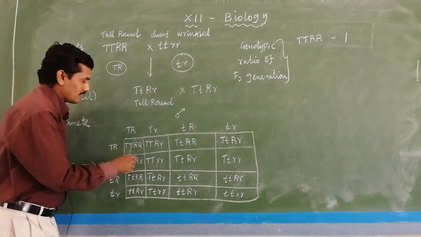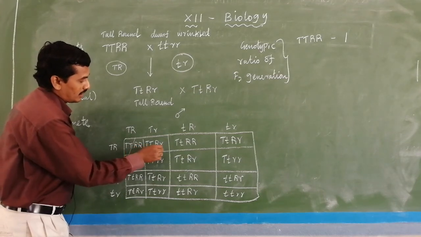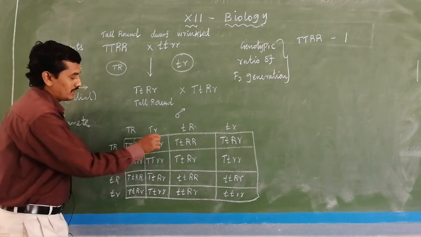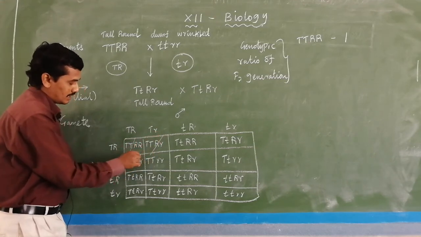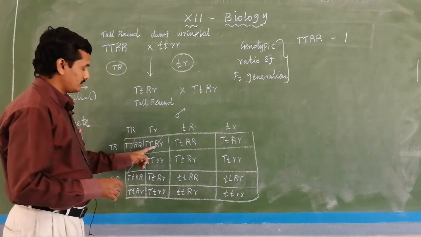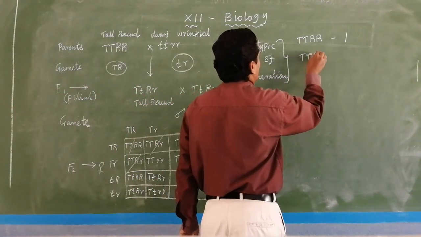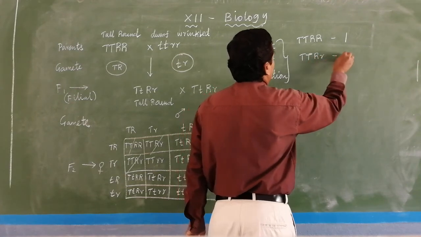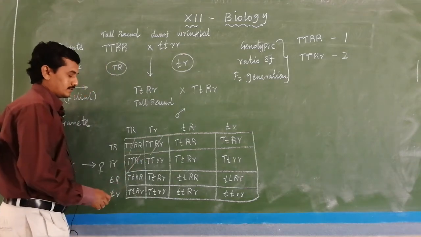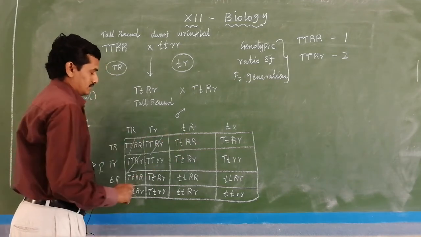Capital T, capital R, small r means how many? Here homozygous tall, heterozygous round. Here homozygous tall, heterozygous round. How many? 1 and 2. Okay, 2 plants are the same genetic makeup. Then capital T, capital R, small r. How many? 2. Okay, we considered. Then I pointed out only use L shaped counting.